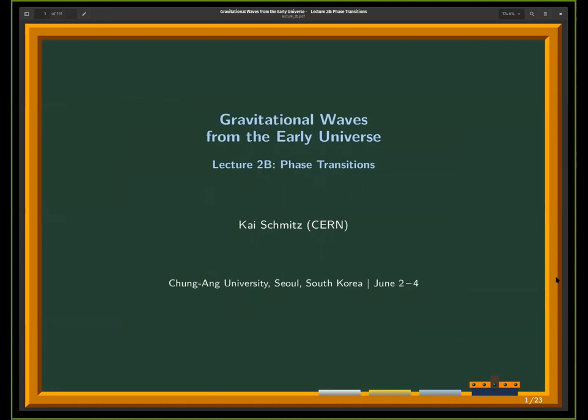Okay, so now we finally turn to a first very interesting source of gravitational waves in the early universe after inflation. And that's going to be strong first order phase transitions. So I will give a very broad introduction to cosmological phase transitions and the way in which they can produce a gravitational wave signal. If we have lots of experts in the audience, then this might be a bit boring for the experts, but maybe also interesting to them and everybody else, the students in the audience. As always, please feel free to interrupt me and ask questions at any point.